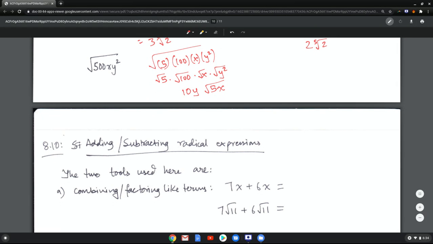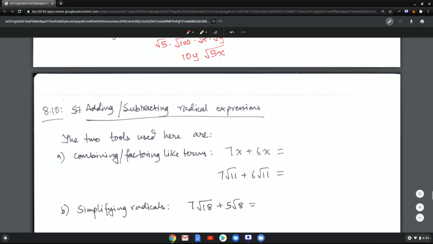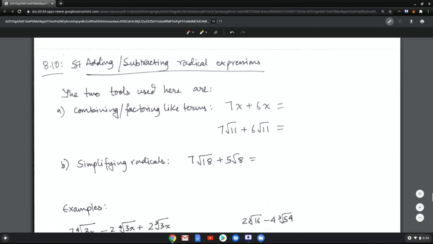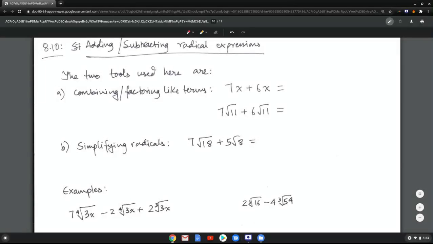Now let's look at adding and subtracting radical expressions. The two tools used here are combining or factoring like terms. 7x plus 6x, you can just add these numbers and you get 13x. Similarly, 7 root 11 plus 6 root 11 just becomes 13 root 11, because the root 11 is common to both.